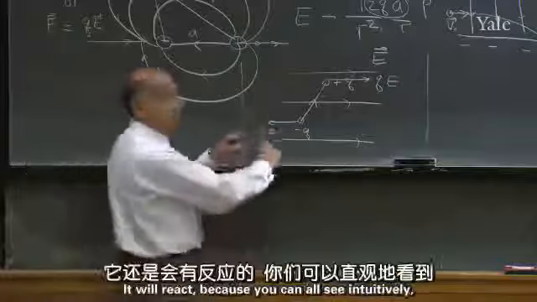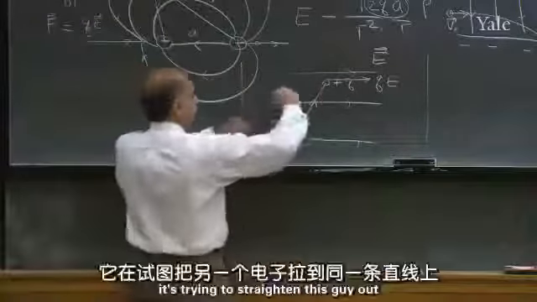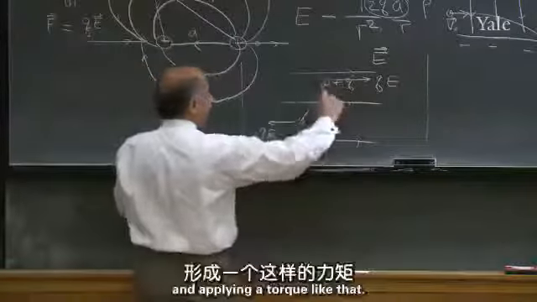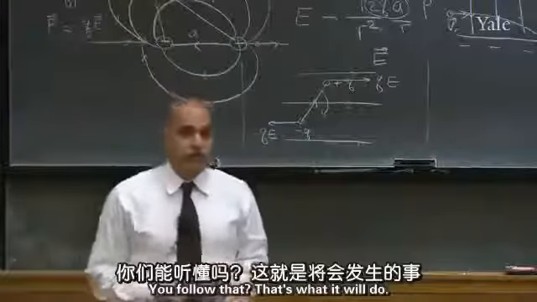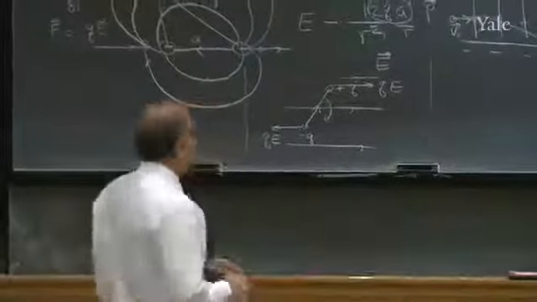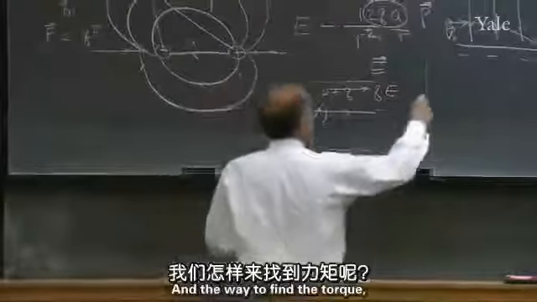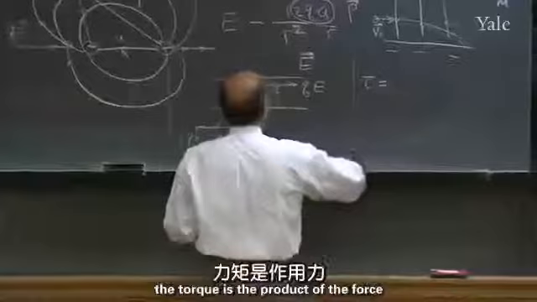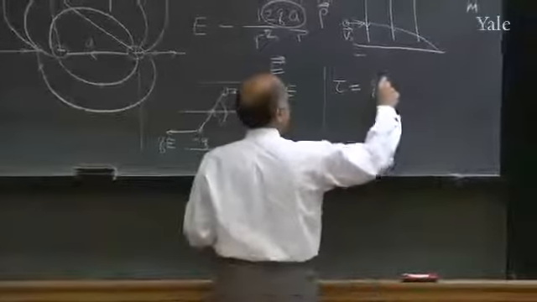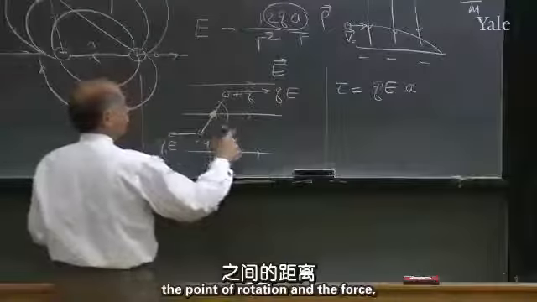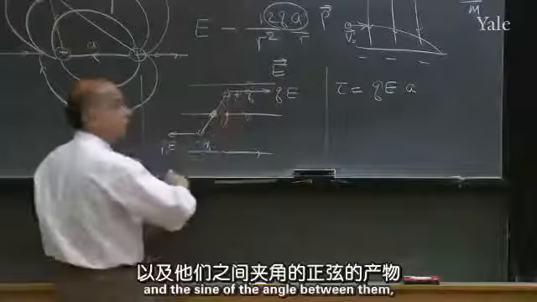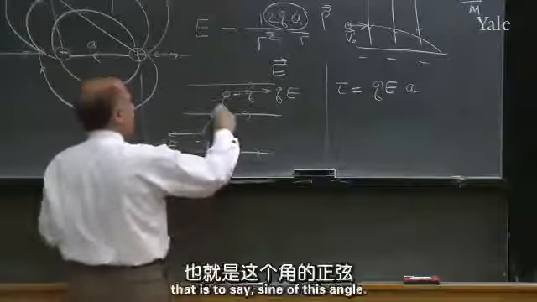It'll react because you can all see intuitively it's trying to straighten this guy out and applying a torque like that. You follow that? That's what it will do. And the way to find the torque is the product of the force and the distance between the point of rotation and the force and the sine of the angle between them. That is to say, sine of this angle.